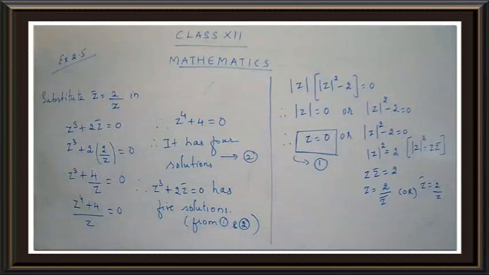Right on the final statement. You have to just mark the numbers, give the numbers so that it will be clear. So Z cube plus 2Z bar is equal to 0 has 5 solutions from 1 and 2.